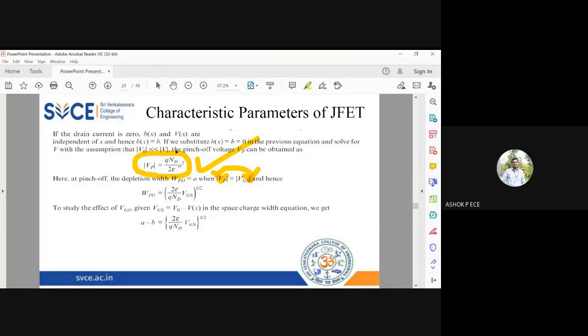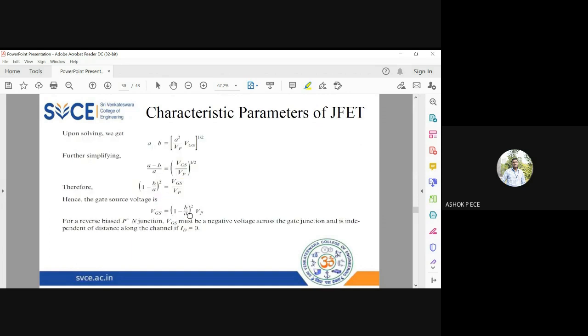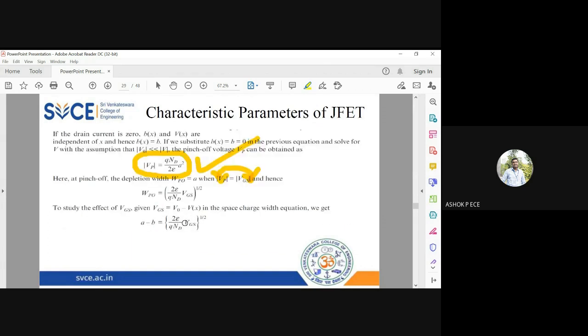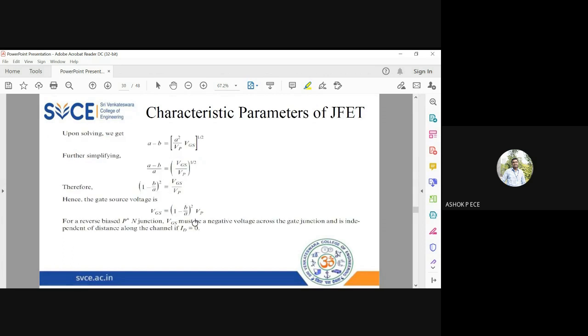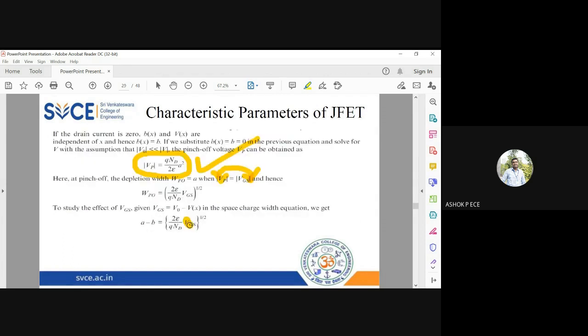If I rearrange this equation, the depletion layer width is going to be exactly equal to A minus B, because it is continuously varying, right? So A minus B equal to 2 epsilon by QND into VGS power half. And upon solving the equation, you can substitute the value here. So I'm going to have this VGS constant, and I'm going to substitute what is 2 epsilon by QND. So 2 epsilon by QND equal to Vp by A square.